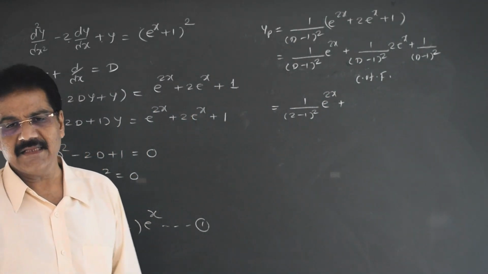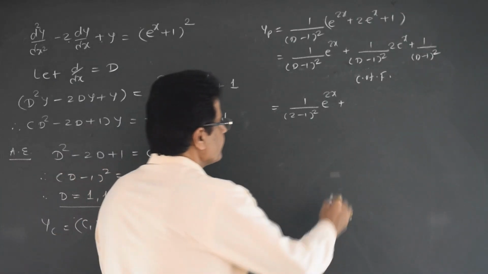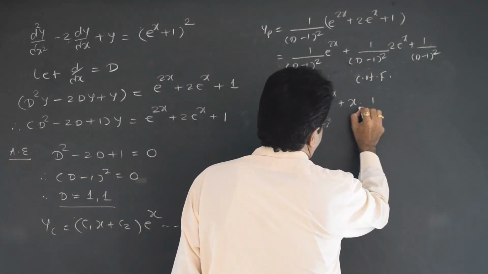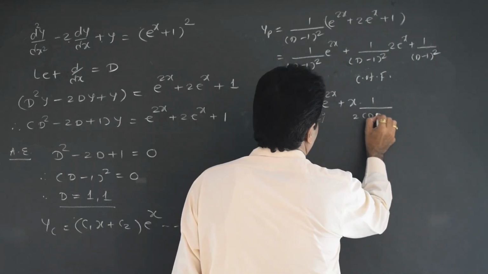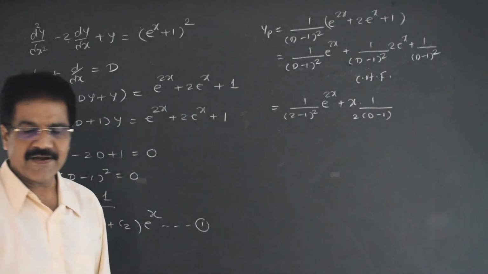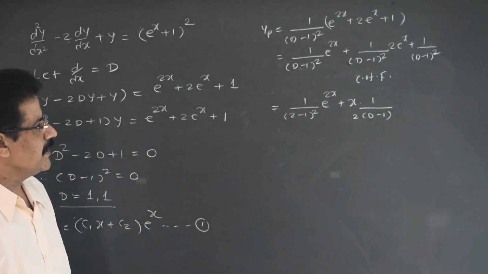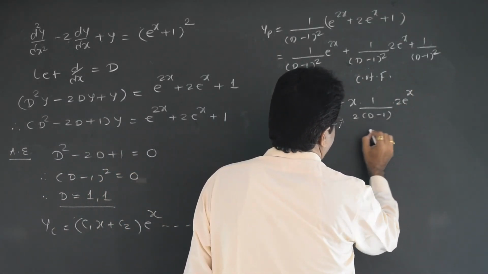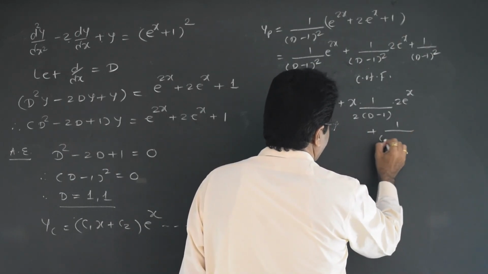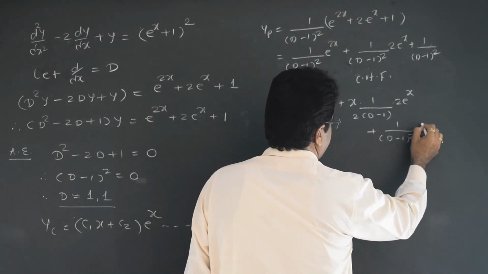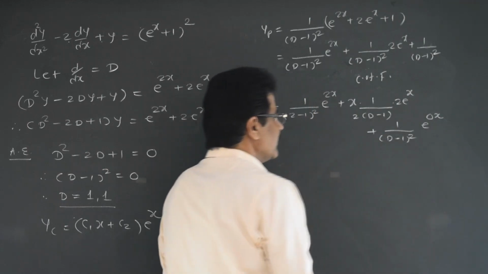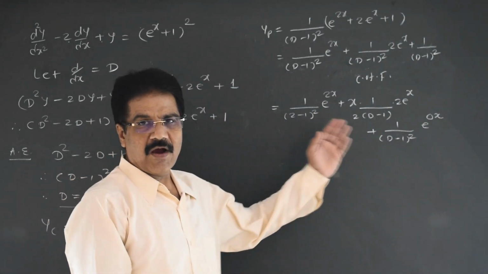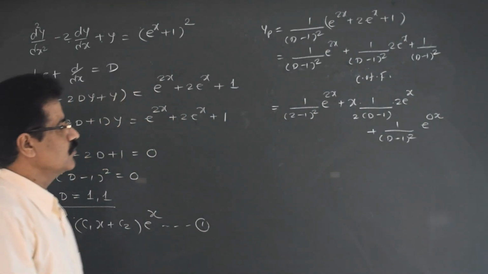Now we know that in case of failure, what do we do? We have to introduce x and we have to take the derivative of the denominator. So the derivative of (D minus 1)² is 2 into (D minus 1), and then 2e^x as it is, plus 1 upon (D minus 1)². And also we know that whenever there is a constant term 1, we have to replace 1 by e^(0x).